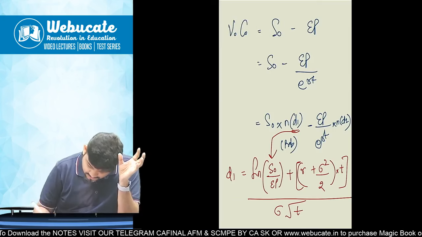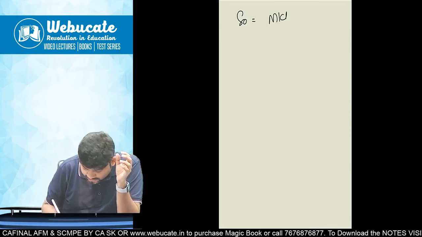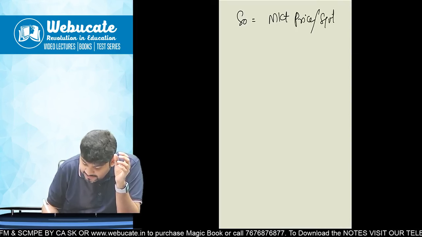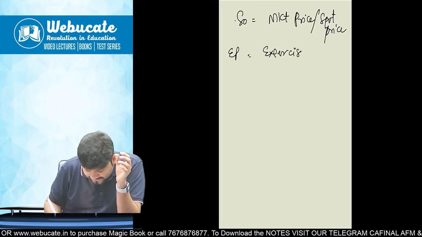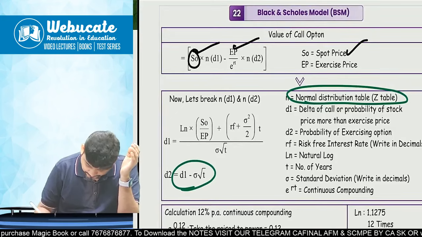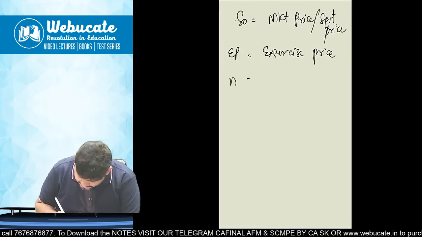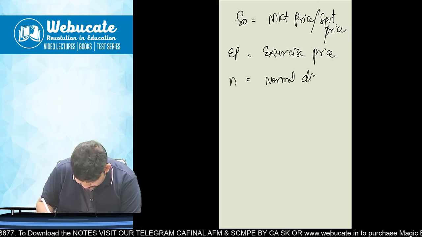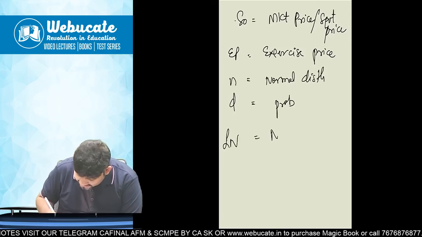Now, what is S0? Let's start writing each of the terms that we have just studied. S0 is the current market price, or what we call the spot price. Then we have EP, the exercise price. Then we have N, normal distribution, d1, the probability. N is the normal distribution, and d is the probability. Then we have LN, which is called the natural log.